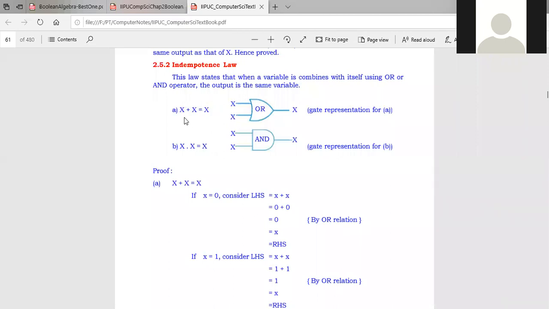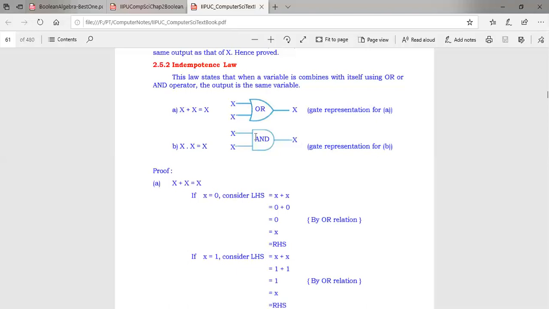What is x? X is a logical variable. It can be a, or b, or p, or x, whatever. It is a representation of a logical value. So x plus x is equal to x. The second one is x dot x, which is also equal to x. Now look at the logic diagrams given here. X plus x we can implement using an OR gate. Plus is done using an OR gate. But this OR gate has two inputs which are the same, x and x only. The first input is x, the second input is also x. So the output will also be equal to x. That is what we have shown.